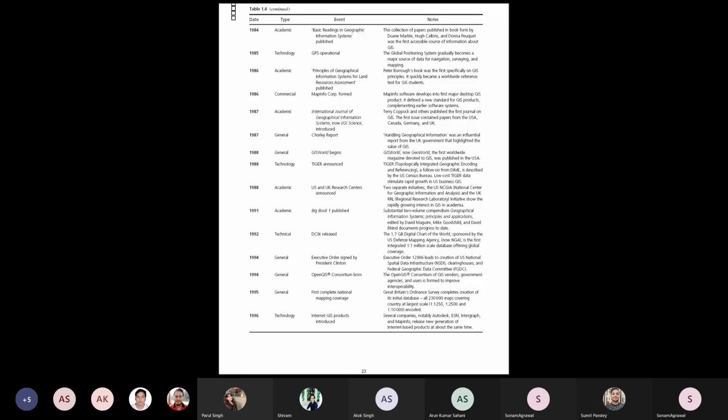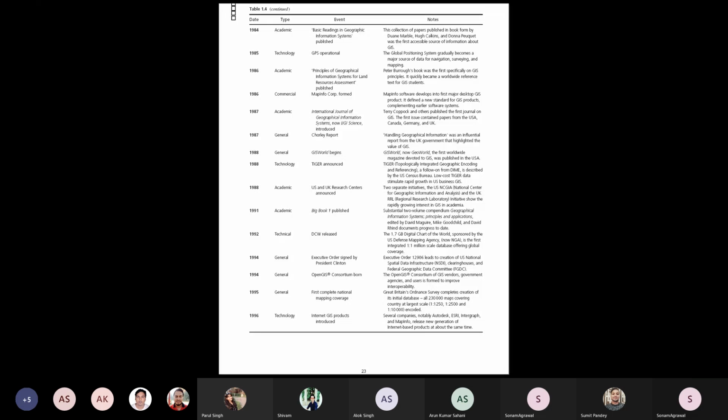So the general term is GNSS, Global Navigation Satellite System. The GNSS of the United States of America is called GPS. Similarly, those of Europe, Russia and China are known as Galileo, GLONASS and BeiDou. So these are the different names, but most of the time you will find GPS and GNSS used as synonyms. Okay, but they are not synonyms. GPS is a type of global navigation satellite system. With the help of GPS, you can get the information of location.